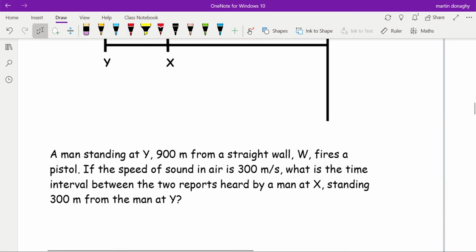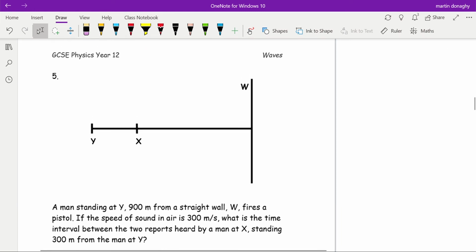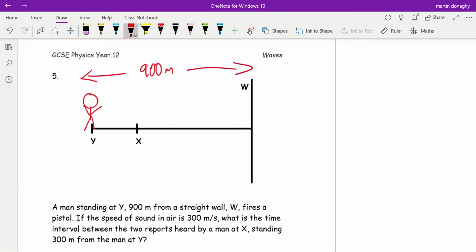Question 5. Definitely one to label the diagram and draw certain things on it. So it says a man standing at Y, 900 meters from this wall. And you get used to doing this in exams as well. Don't be afraid to label diagrams. Fires a pistol.